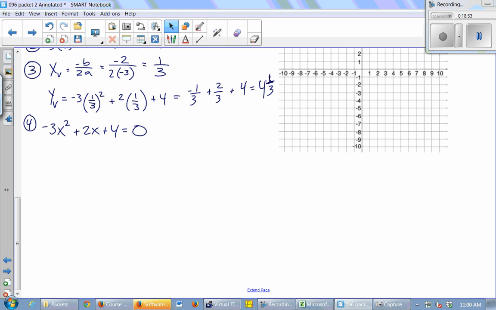Okay, so quadratic formula. X equals -b plus or minus the square root of b squared minus 4 times a times c all over 2 times a.